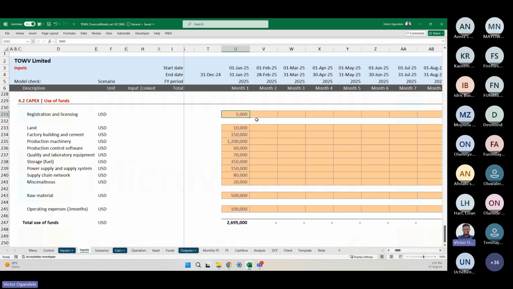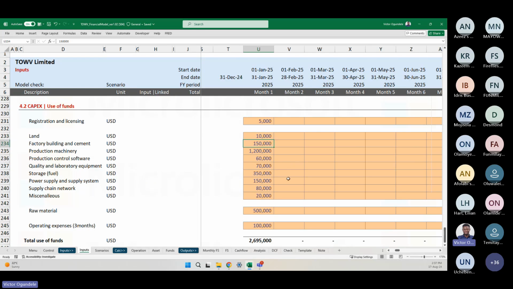Now, business registration, if you want to register a business, I think that should be the first thing they do. For the land, I'm not sure, maybe this land is actually like a rent. So let's leave that because the amount is small. Factory build. Now, definitely, it's not as if they are going to build the whole factory in month one. So we said it takes us 6 months to settle that, which means this 150, we need to be able to spread it across that setup period.